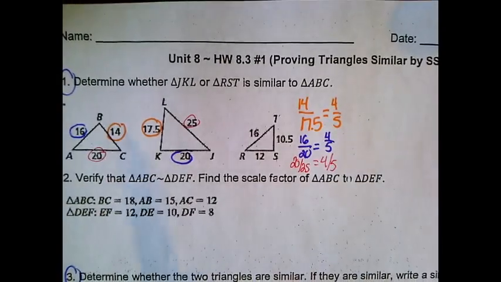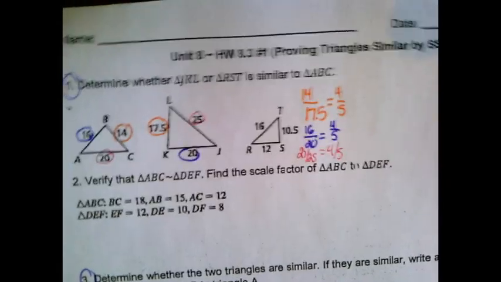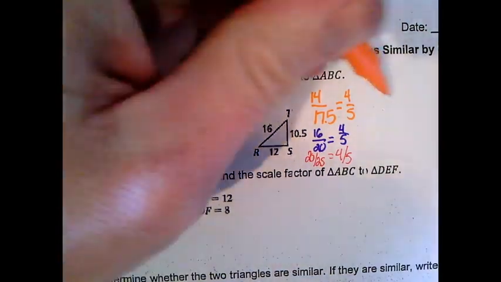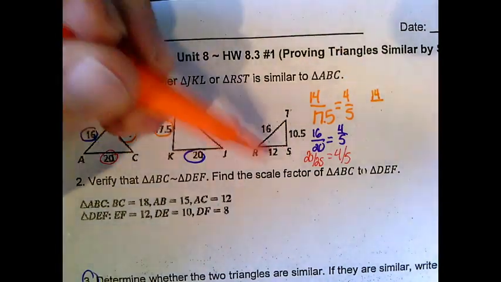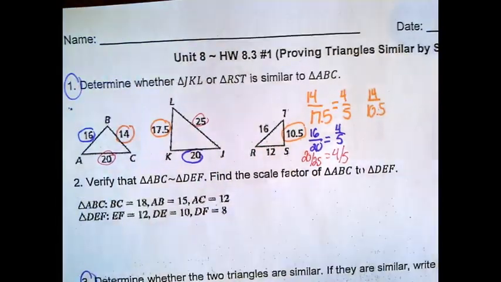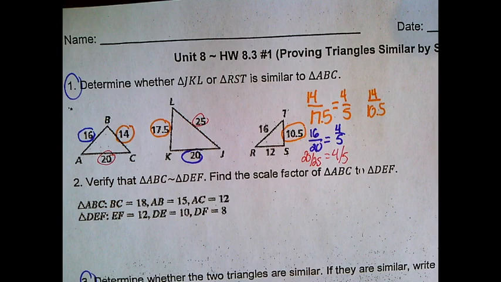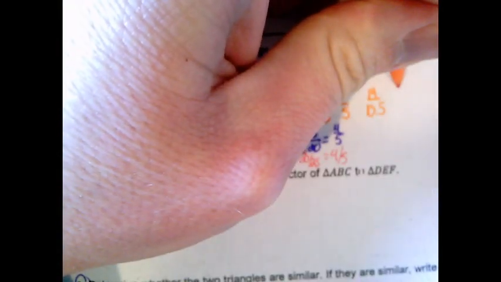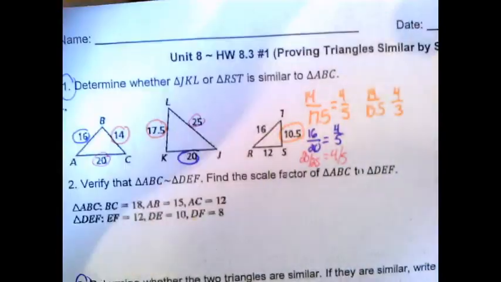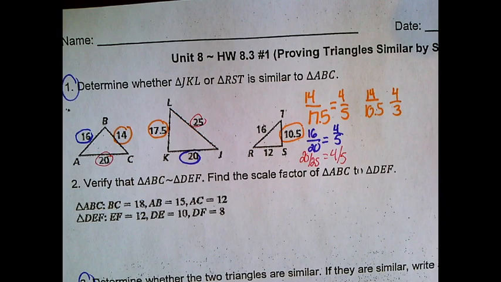Now I need to check ABC with RST. Again, I'm going to keep the same color pattern as the first one, so I'm going to do orange as my small one. I've already got my small one here, 14, but then I need my smallest number over here, which is 10.5. When I simplify that, it gives me 4/3, I believe. Yep, 4/3.